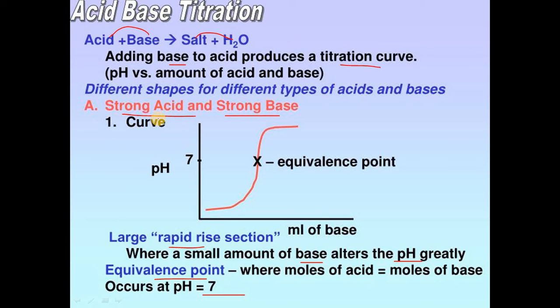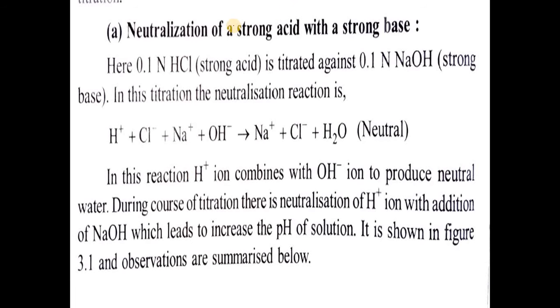So this is the curve we are getting, with the equivalence point, for strong acid versus strong base titration. Now the neutralization of a strong acid versus a strong base. Here 0.1 normal HCl, a strong acid, is titrated against 0.1 normal NaOH, a strong base. In this titration, neutralization takes place as H+ combines with Cl-, and Na+ with OH-. Because all are strong, we get salt and water. In this reaction, H+ ion combines with OH- to produce neutral water.